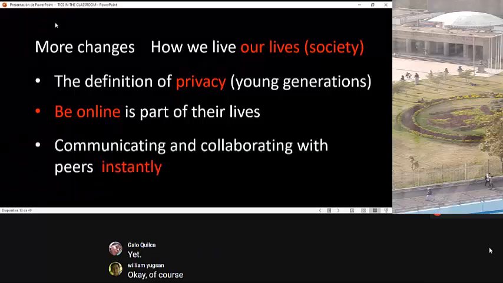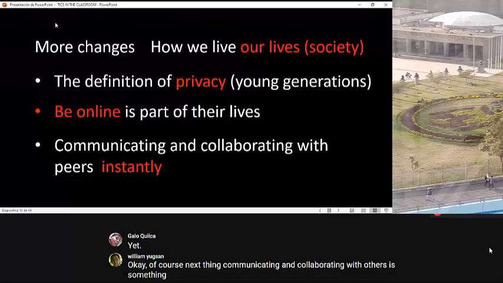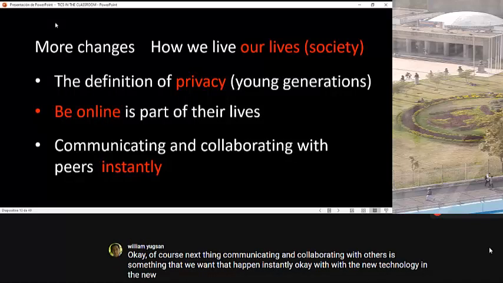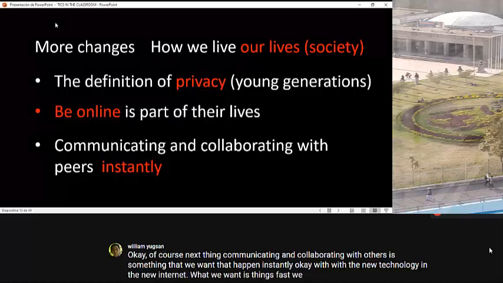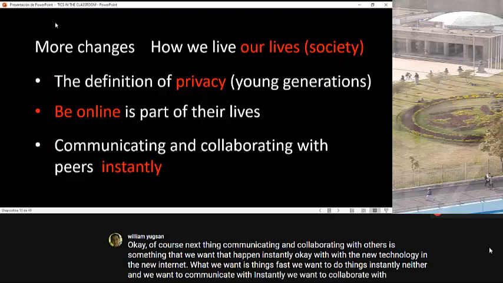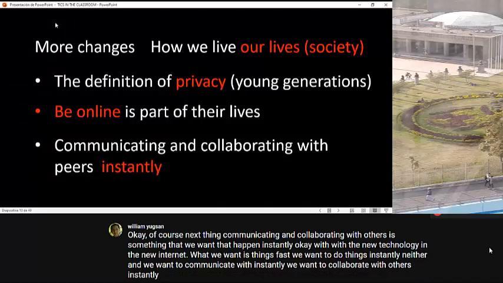Next thing. Communicating and collaborating with others is something that we want to happen instantly. Okay? With the new technology and the new internet, what we want is things fast. We want to do things instantly. We want to communicate with others instantly. We want to collaborate with others instantly. We want to do things at that moment, immediately. That's the idea. Okay?